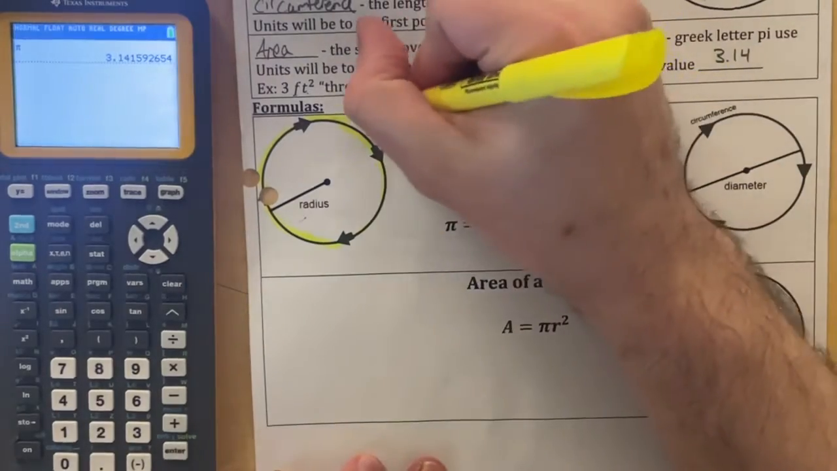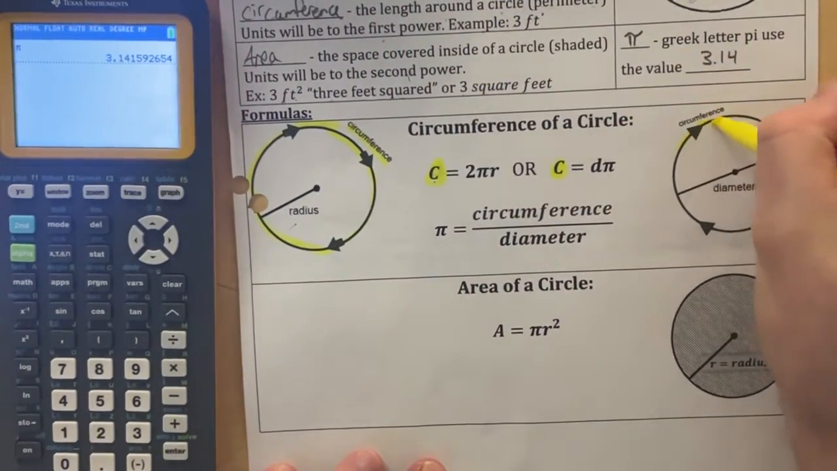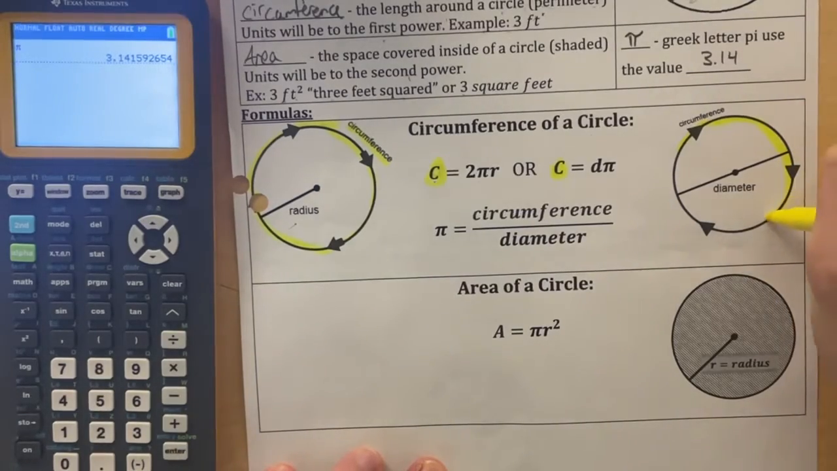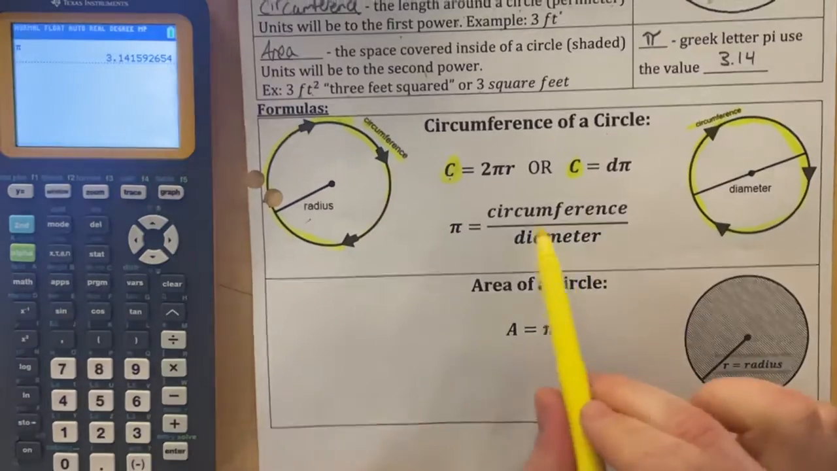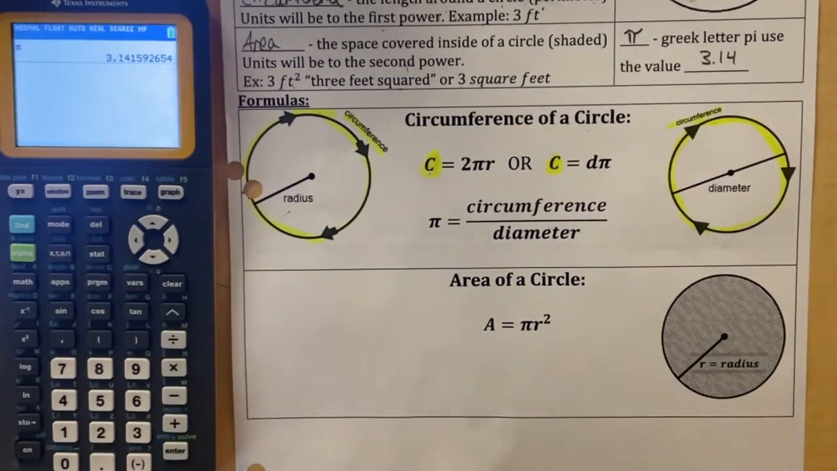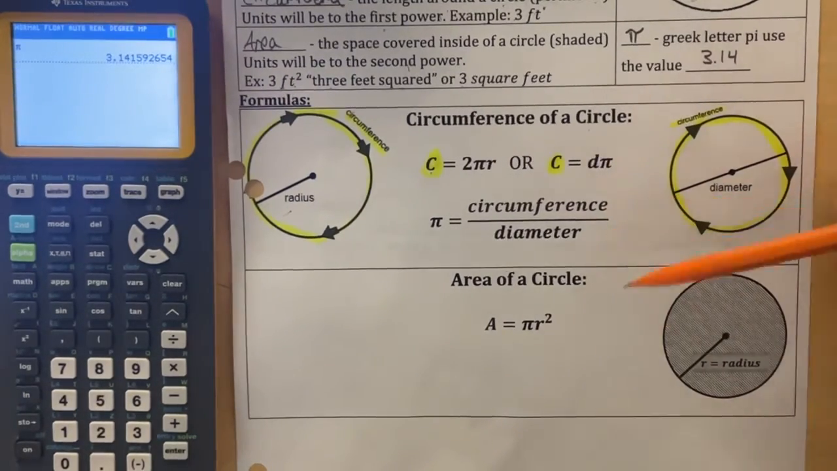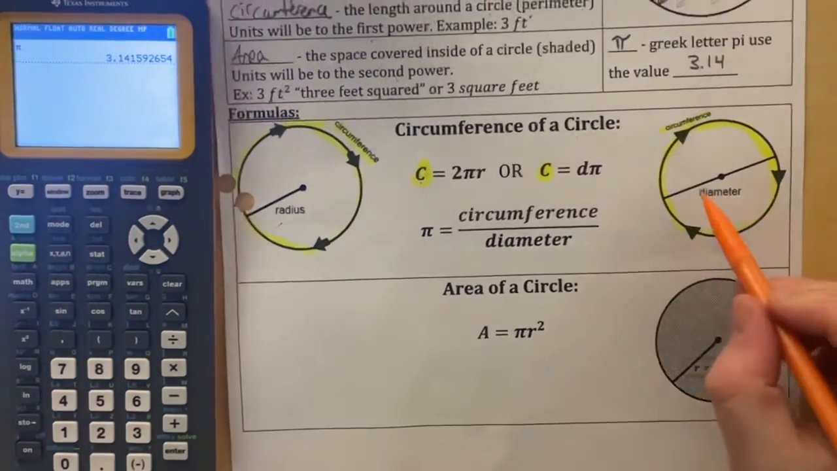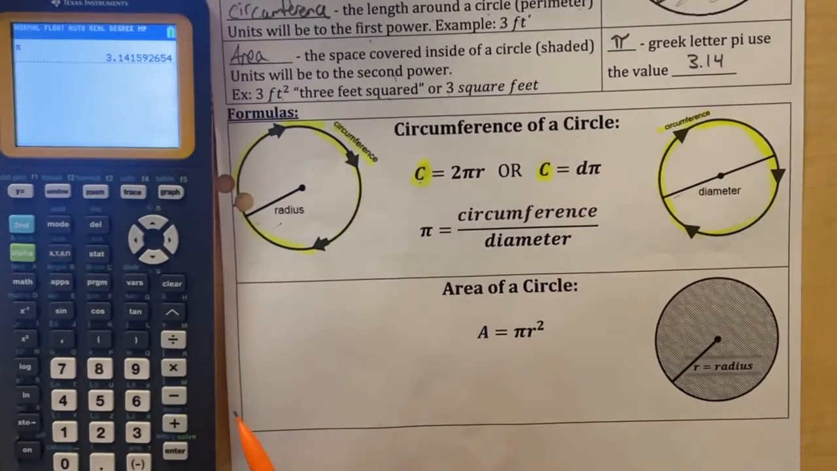And so we're saying that's going to be our circumference. Or you could say your circumference is going to be your diameter times pi. Again, notice how you are able to get the ratio of pi is the same as the ratio of the circumference divided by the diameter.